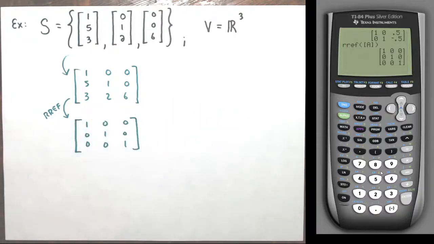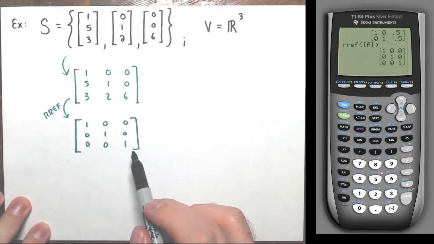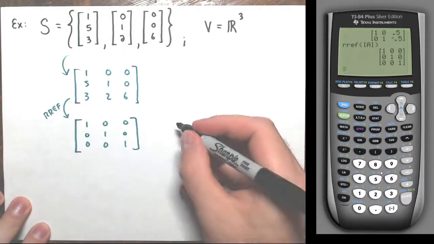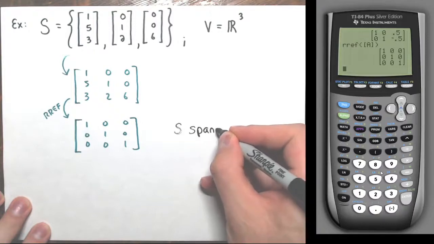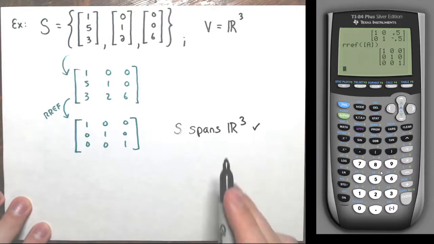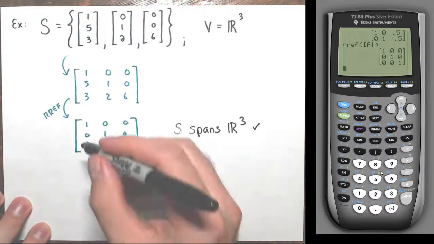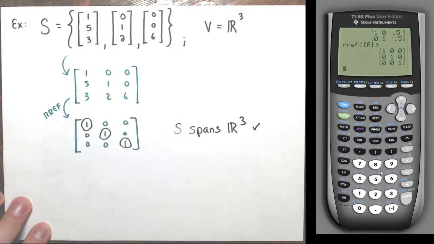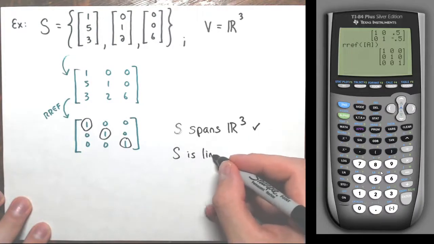So I'm just going to jump to it. I'm not going to write them anymore. I've done it a bunch. There are no all 0 rows, so S spans R3. Good. Every vector in R3 can be written as a linear combination of these three. And every column has a pivot. Every column has one of those leading ones. So S is linearly independent.